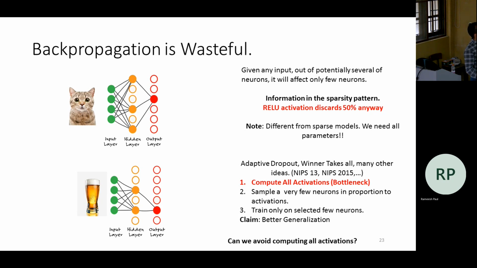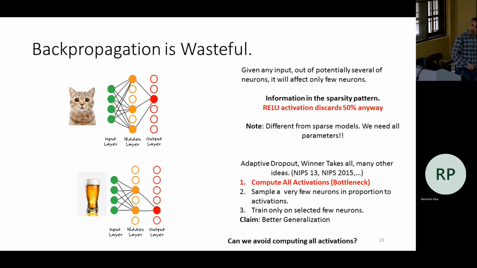In fact, there was a paper in NIPS around 2013 where they say that you can actually throw away 90% of the neurons. If you compute all the activations of the neurons and only pick, let's say, the top 10%, you'll be fine. In fact, what they call adaptive dropout: why don't you do a Bernoulli coin on every neuron, in proportion to their activation, and sample, let's say, 1%, you will still get the same accuracy as the original network. There were papers like this in 13, 15, and so on.